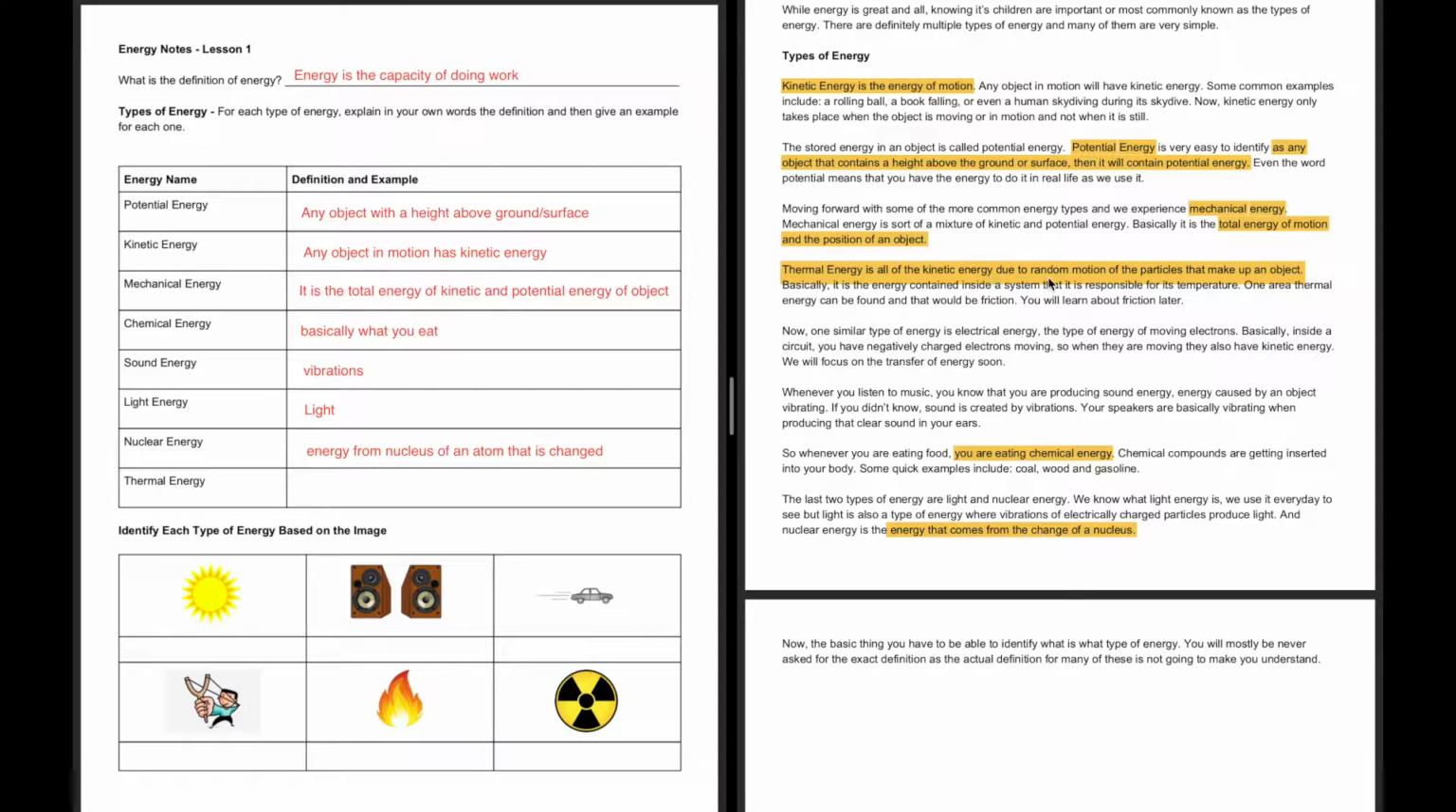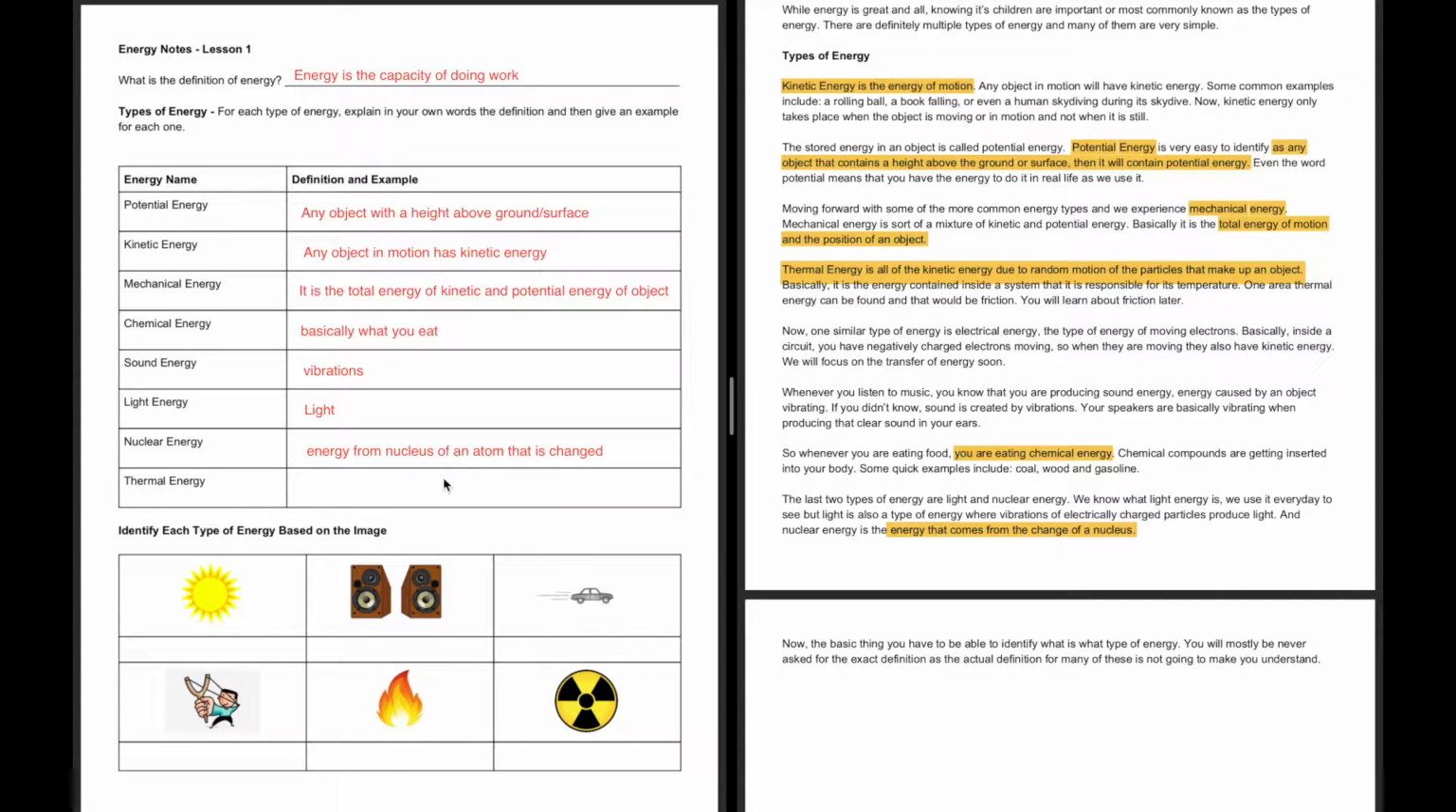So thermal energy is the kinetic energy due to random motion of the particles that make up an object. This is going to be very difficult for you to know if you don't know about heat. Heat is a unit we'll be talking about soon after this.